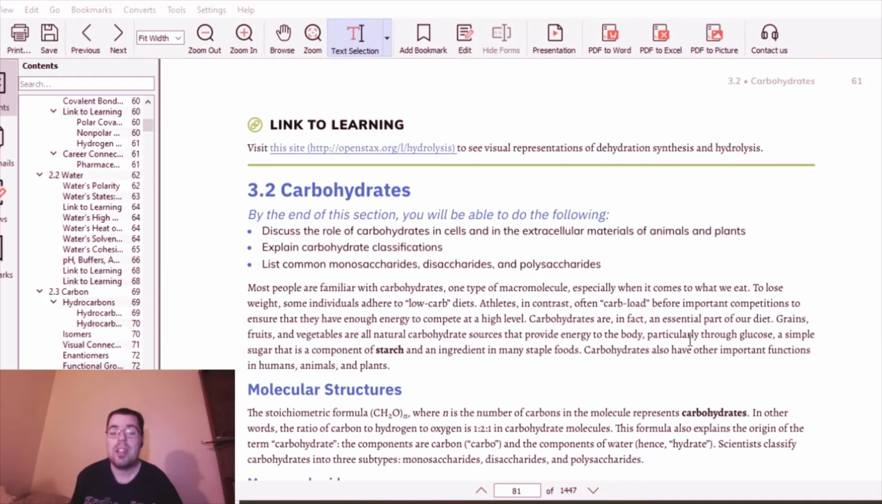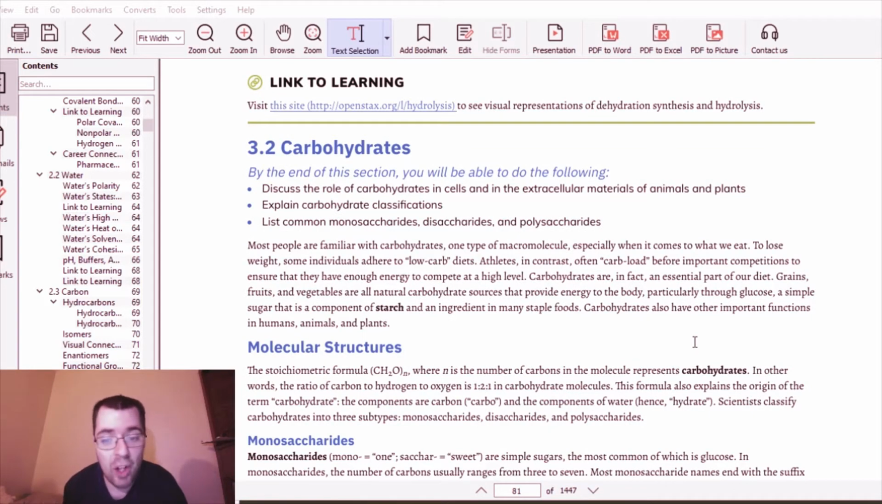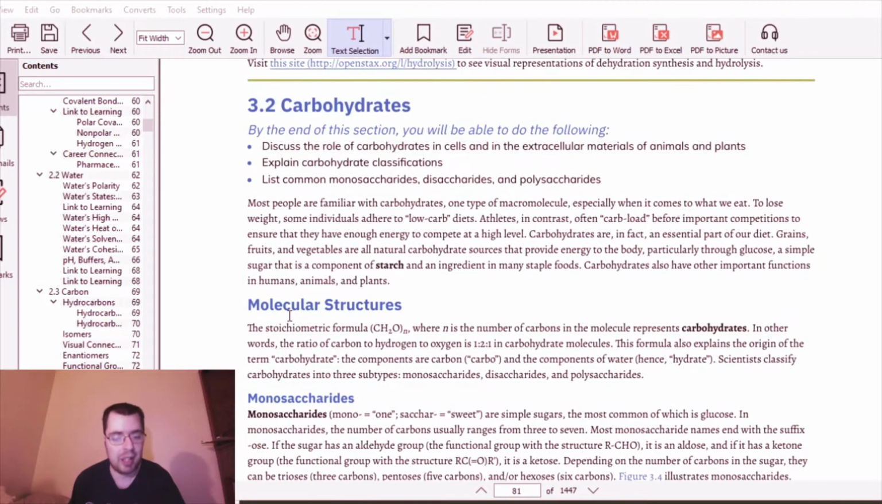Alright, now specifically let's get into carbohydrates. Most people are familiar with carbohydrates, one type of macromolecule, especially when it comes to what we eat. To lose weight, some individuals adhere to low-carb diets. Athletes, in contrast, often carb load before important competition to ensure they have enough energy to compete at a high level. A simple sugar is a compound that is a component of starch and an ingredient in many staple foods. Carbohydrates also have other important functions in humans, animals, and plants.